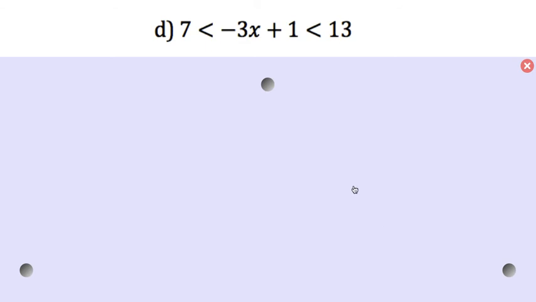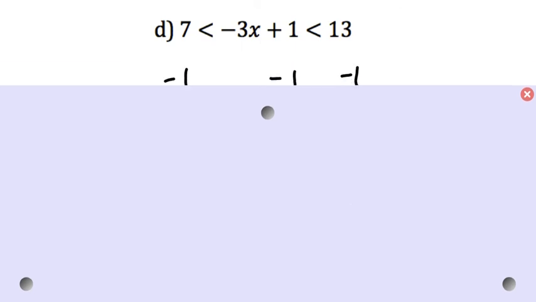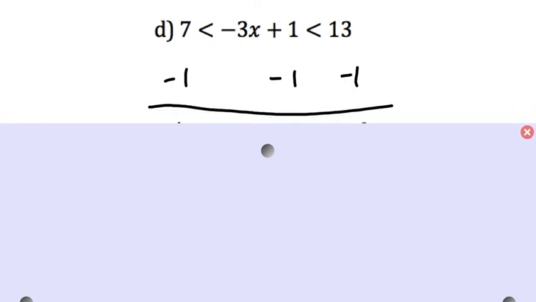All right, last one. Again, same thing, pause the video and then check your work and see how you did. All right, so here we go. Last problem. We're going to start off by moving this 1. So it's a positive 1, so that means I need to subtract 1 from all 3 places. So we subtract 1 here, subtract 1 here, subtract 1 here.